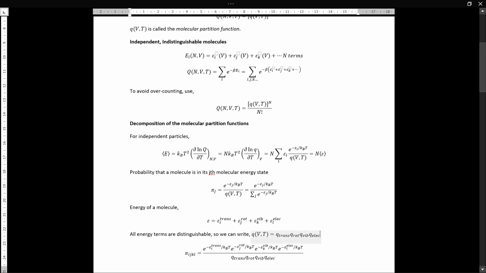If this is the case, then consider the probability that the molecule happens to be in the IJKL state, where I is the translational state, J the rotational, K the vibrational, and L the electronic state. The probabilities are simply multiplied with each other. That would be e to the power minus epsilon I translational by kT divided by q translational, which is the probability of being in the translational energy state, multiplied by e to the power minus Ej rotational by kT by q rotational, the probability of being in the rotational state. Likewise, the probability of being in the kth vibrational state, multiplied by the probability of being in the Lth electronic state.